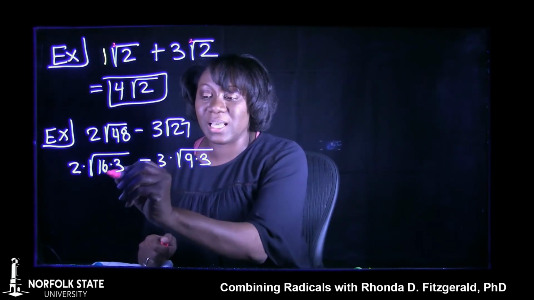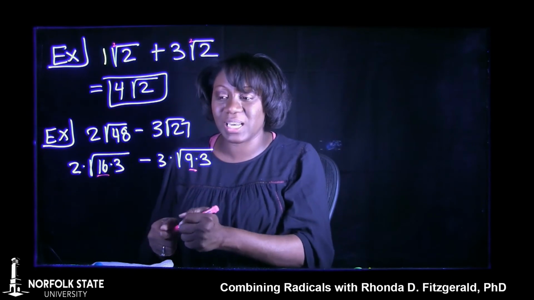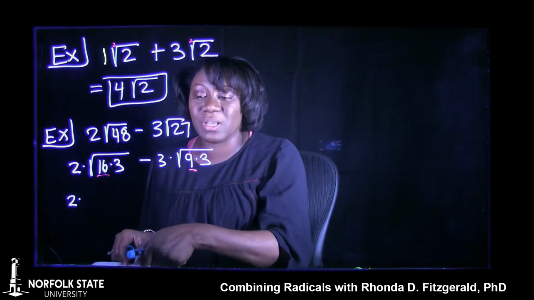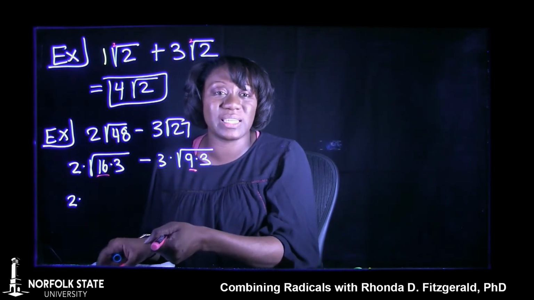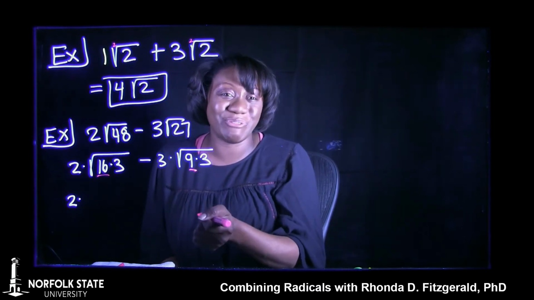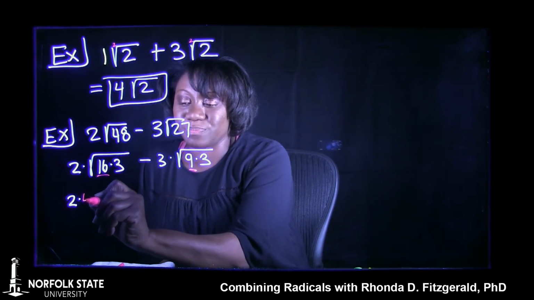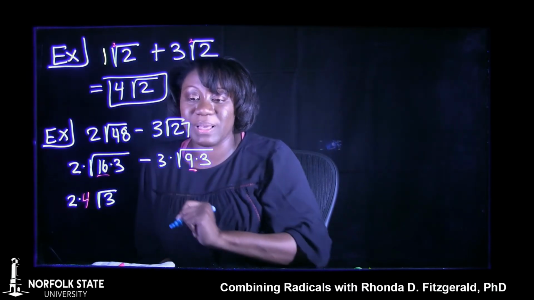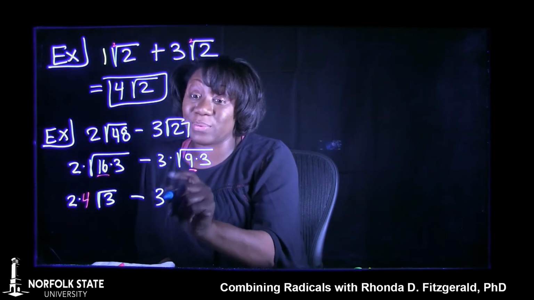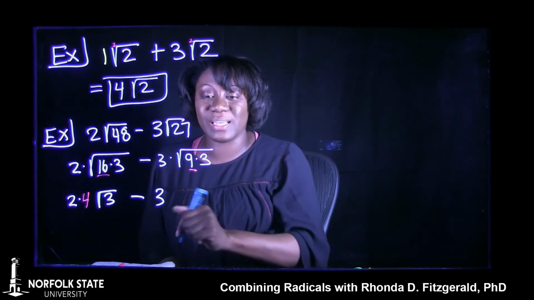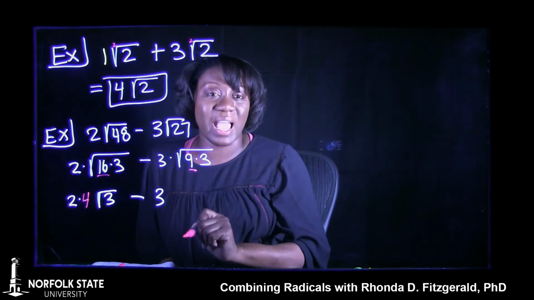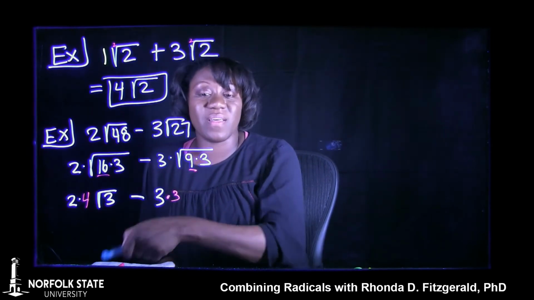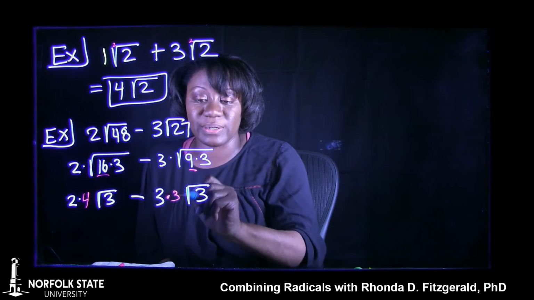Notice this is my perfect square, so that's going to come out. Here we're going to have 2 times, well, what is the square root of 16? The square root of 16 is simply 4. So I'm going to bring a 4 out. And then what's left over? The square root of 3. That's my leftover part. Minus 3, because that 3 is there, times, what's the square root of 9? Well, the square root of 9 is 3. So that becomes that. And then the leftover part is the square root of 3.